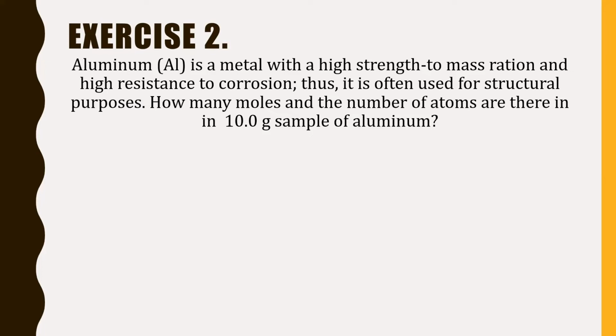Basa. So, aluminum is a metal with a high strength to mass ratio and high resistance to corrosion. Therefore, it's often used for structural purposes. Ang tanong, how many moles and number of atoms are there in 10 grams of that element? Alam natin ulit ng atomic weight ng aluminum ay 27, rounded to the whole number, gram per mole. Ibig sabihin yan, for 1 mole of aluminum, meron kang 27 grams of it.